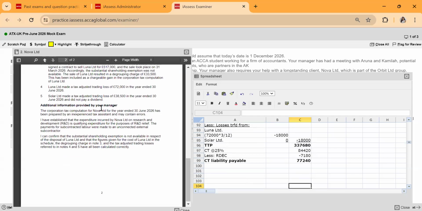The corporation tax computation for Nova Limited for the year ended 30th June has been prepared by an inexperienced tax assistant and may contain errors. I have established the expenditure incurred by Nova Limited on RDEC is qualifying expenditure for the purpose of RDEC relief. The payments for subcontractor labor were made to an unconnected external subcontractor. I can confirm that SAC is not available in respect of the disposal. Accordingly, we have also not taken that. The figures given for cost in the schedule, the degrouping charge in note 3 and the TATL have all been calculated correctly.